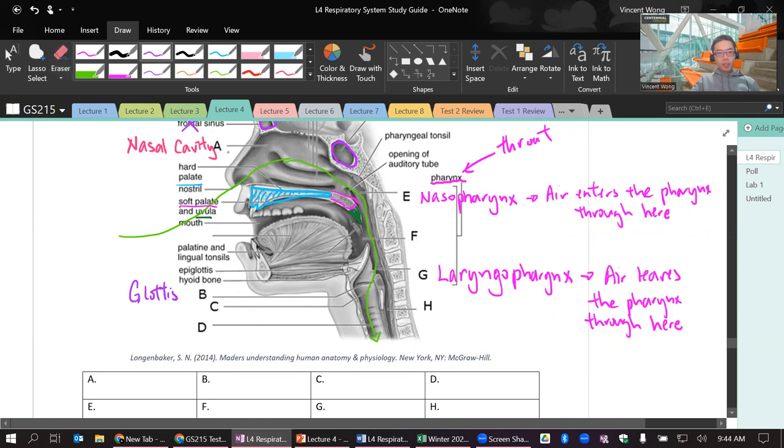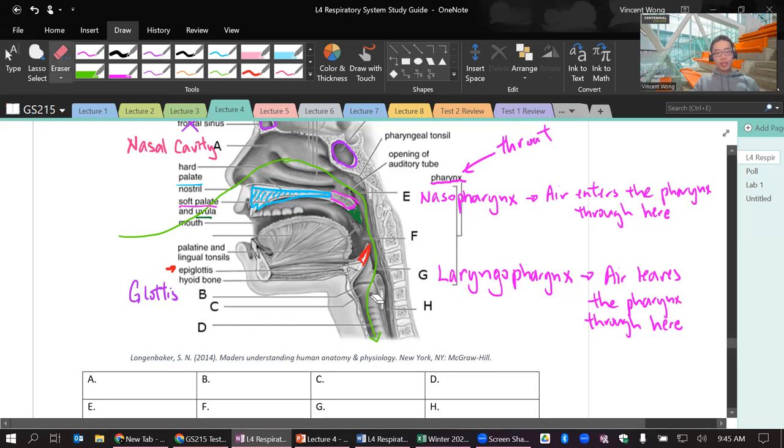Now, on top of the glottis, there's a little flap here. And that flap is called the epiglottis. And the epiglottis will actually cover up the glottis when we're swallowing. We don't want the food to go down the wrong tube, right? You might have heard people say that before. We want the food to go down the esophagus and not the airway. So it's important for the epiglottis to seal off the opening, to seal off the glottis when we're swallowing.